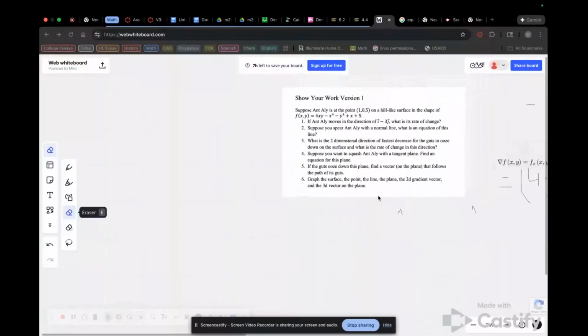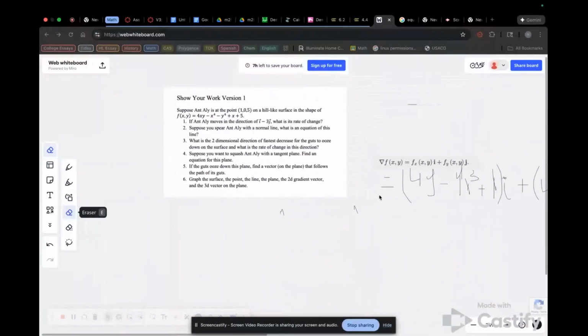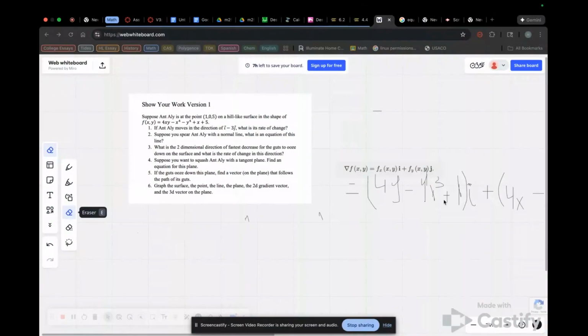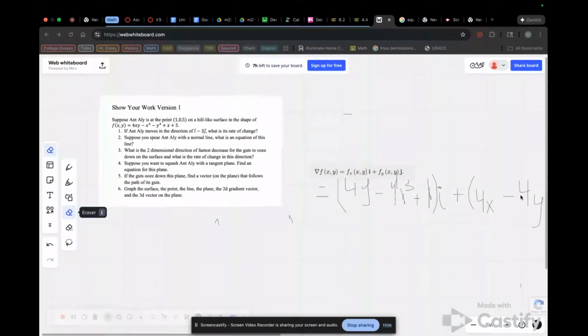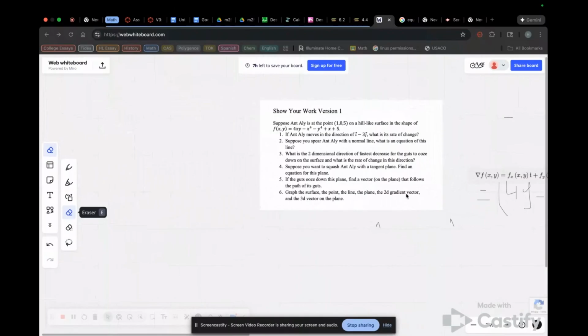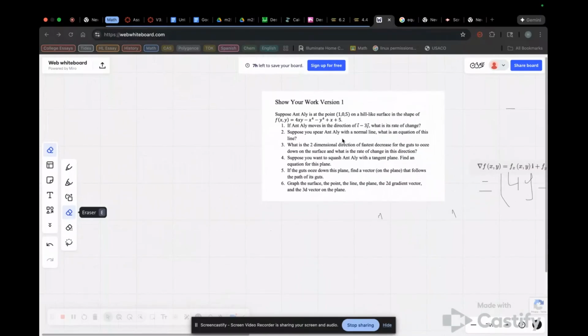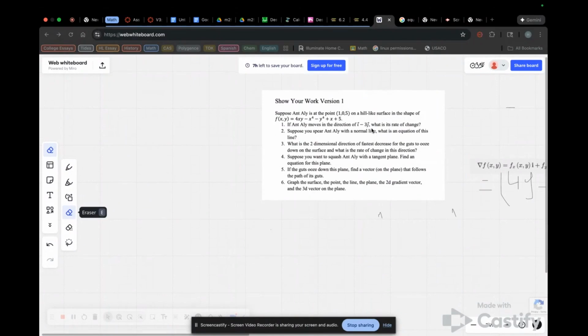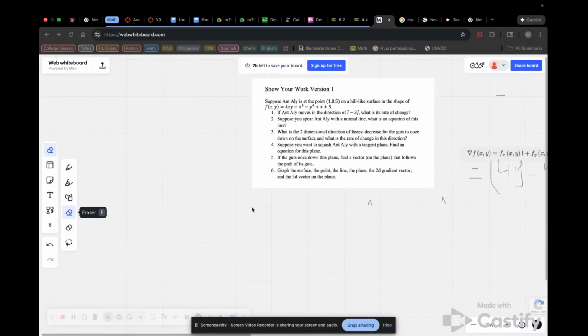Hope you enjoy. Alright, so the first step is finding the gradient function, which I did. This is the derivative in terms of x, the i component, and the derivative in terms of y, the j component, the partials. So first step, assume the ant moves in the direction i minus 3j. What is the rate of change? To do this, we need a unit vector.